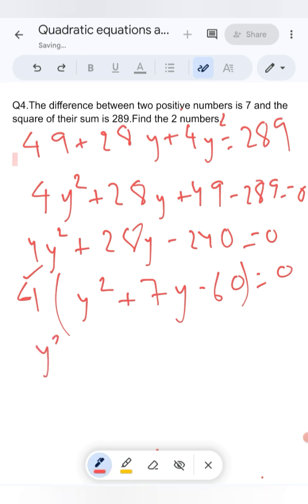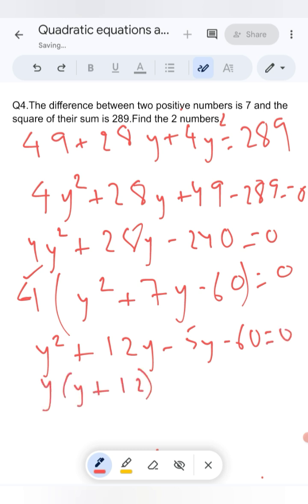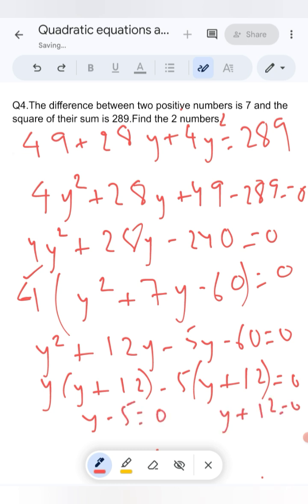Start with the middle term breaking. y square plus 12y minus 5y minus 60 is equals to 0. So y into (y plus 12), here minus 5 into (y plus 12) is equals to 0. Okay, now y minus 5 is equals to 0 and y plus 12 is equals to 0. So I have got my value. y is equals to minus 12 and y is equals to 5.